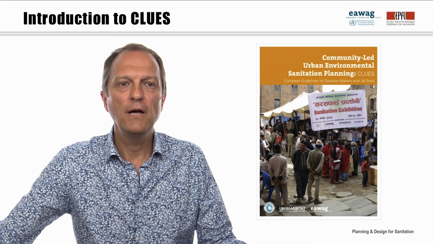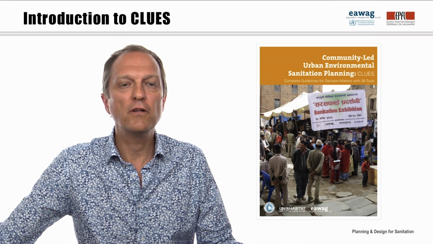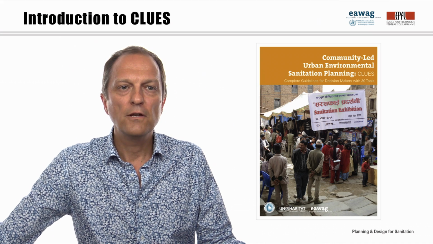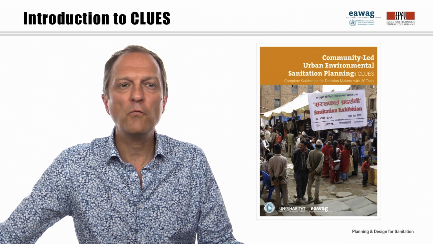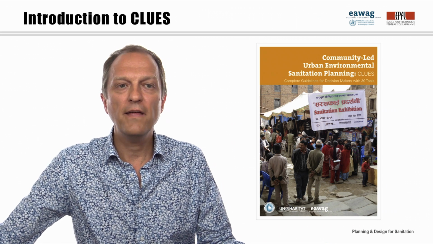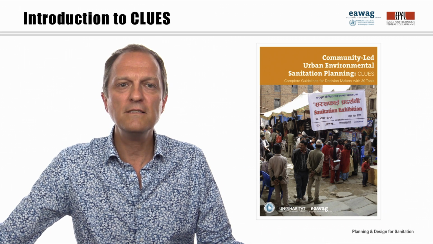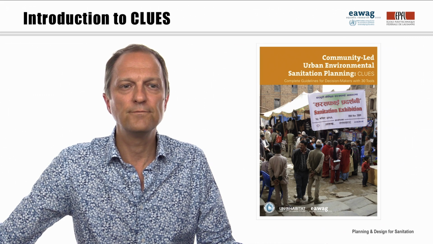In this module and the next one, I will present the main elements and structure of the CLUES approach. The CLUES guidelines shown here were published in 2011 together with the Collaborative Council in Geneva and UN Habitat in Nairobi. They are available for download from different sites. Check out the resource section of our Coursera site.